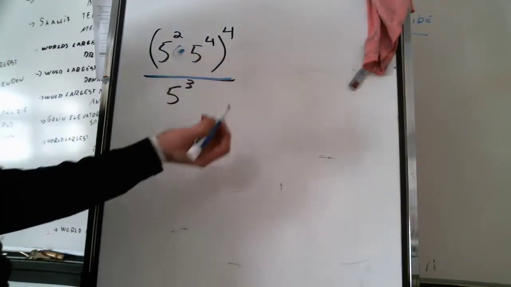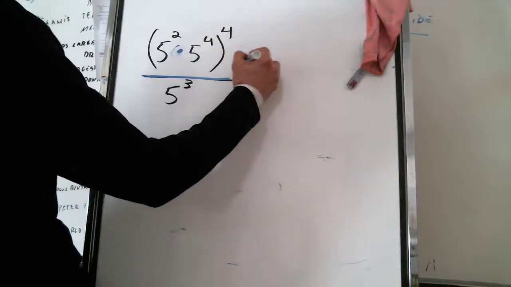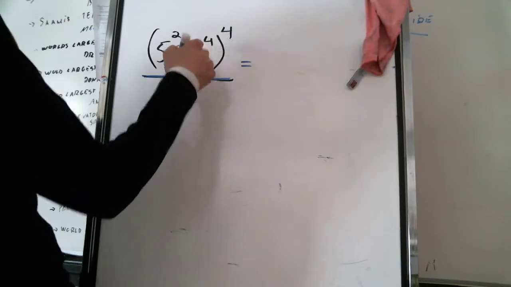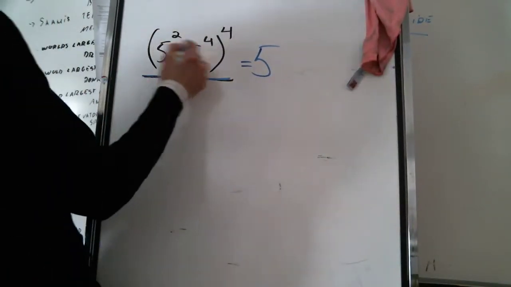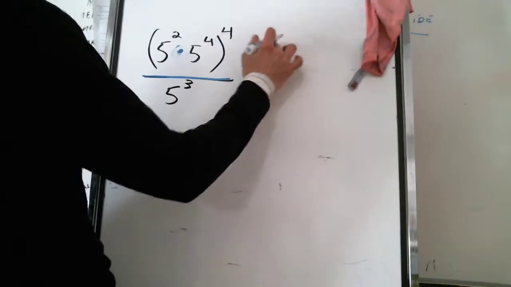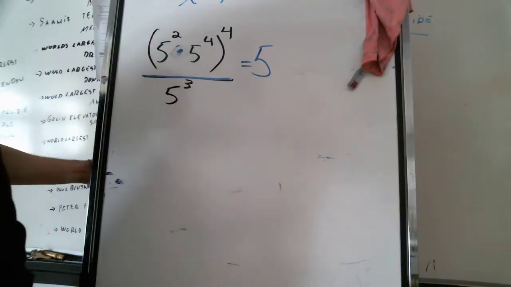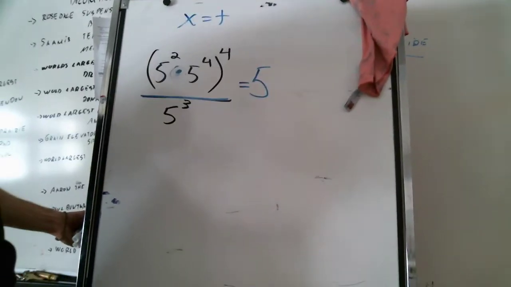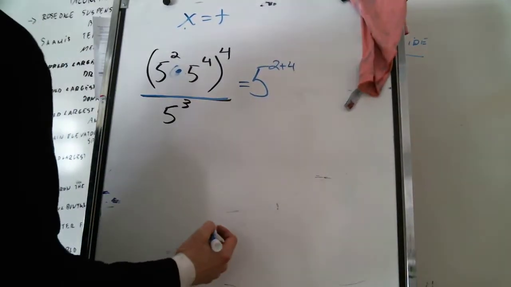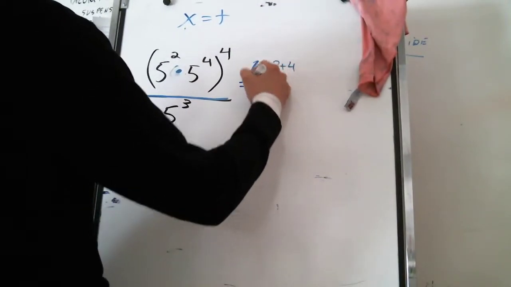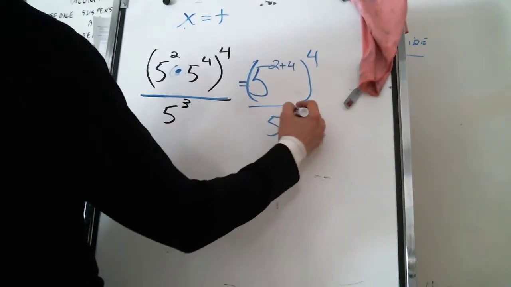So let's start. I'm going to start with the smallest unit first, just like order of ops. So this one, 5 squared, 5 to the 4. What law is it? Say it in your head. Well, it's a product law. Product law, we add. So I'm going to go 2 plus 4. Now, I'm going to keep that in the brackets, square it, put it over 5 to the 3.